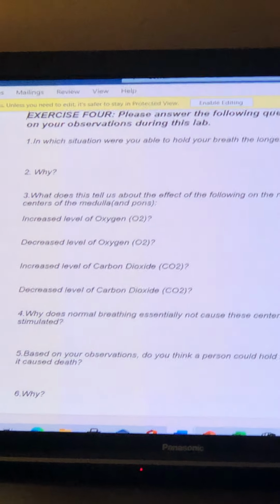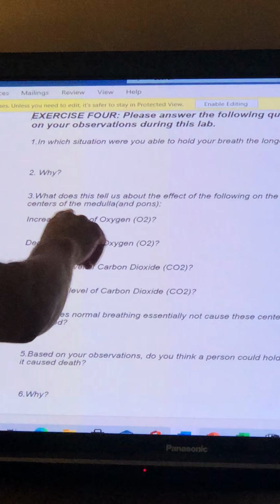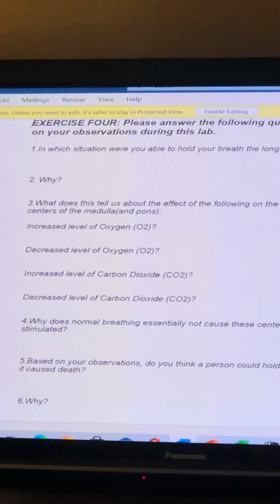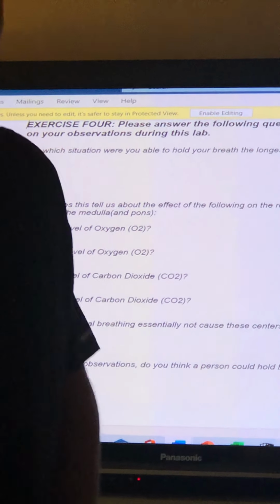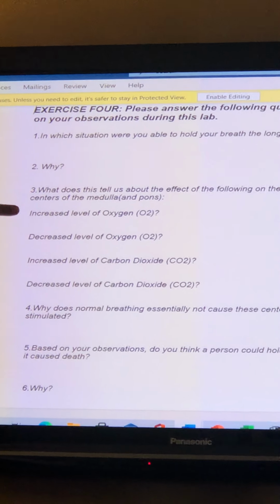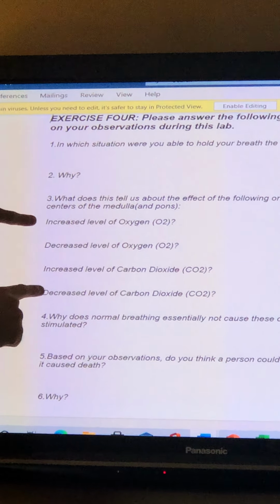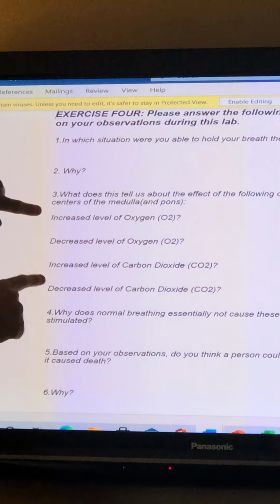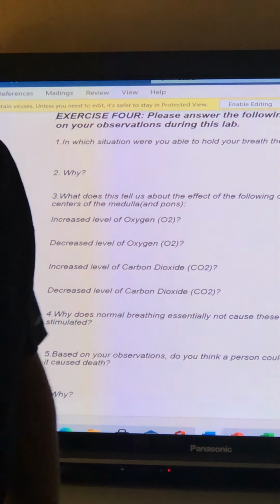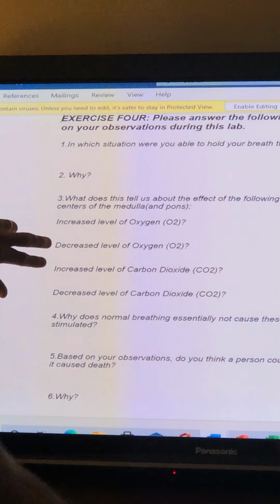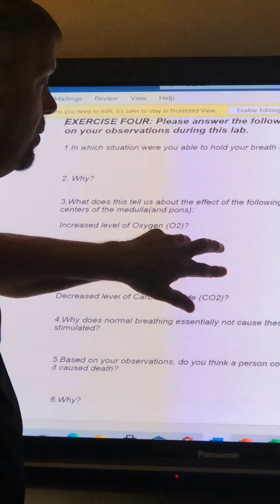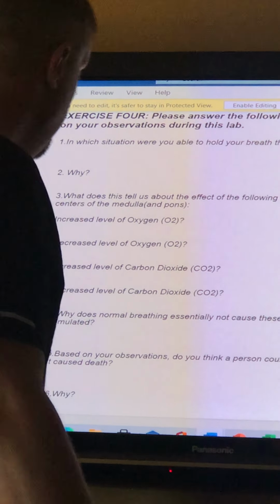Number 3, what does this tell us about the effect of each of the following on the medulla? Mark this out in the ponds. Just talk about the medulla. You have 2 situations here, basically. 2 of these things are going to happen simultaneously. Increased level of oxygen means we have a decreased level of carbon dioxide. So the top and bottom means it will inhibit the medulla. The middle 2, decreased oxygen, increased carbon dioxide, they go hand in hand. These 2 are going to stimulate the medulla.